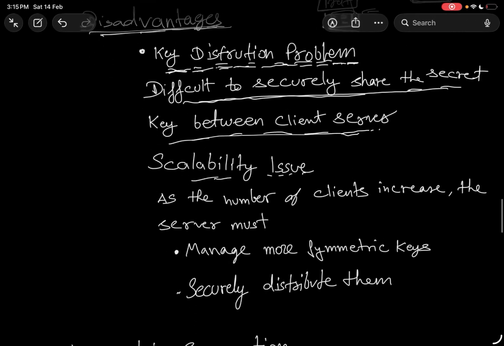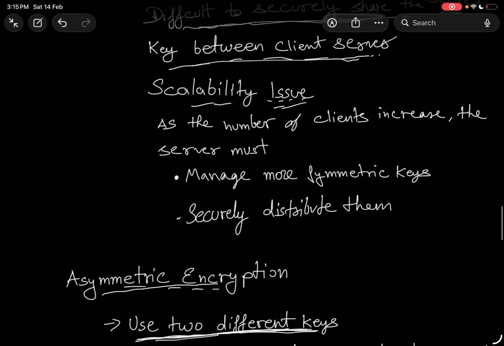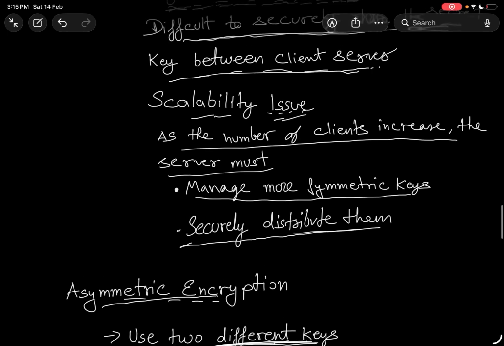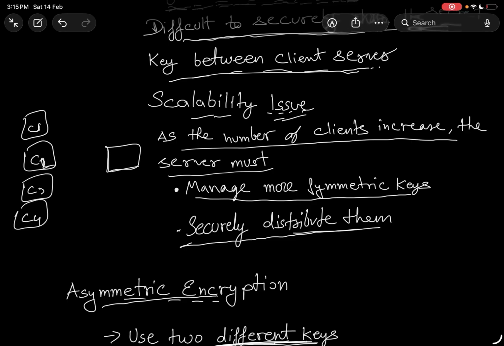Now the second thing is the scalability issue. As the number of clients increases, the server must manage more symmetric keys and securely distribute them. So let's understand this example. Let's say after some time we have many clients in our application, or you can say microservices: client 1, 2, client 3, client 4. Now we have only one server.